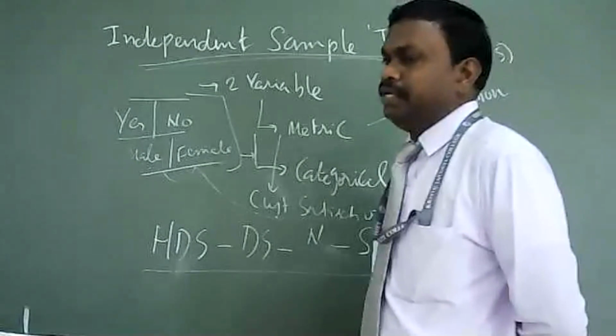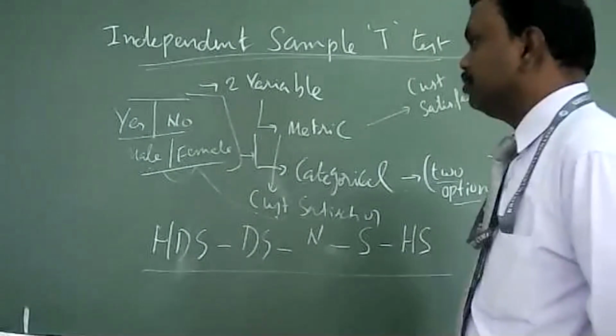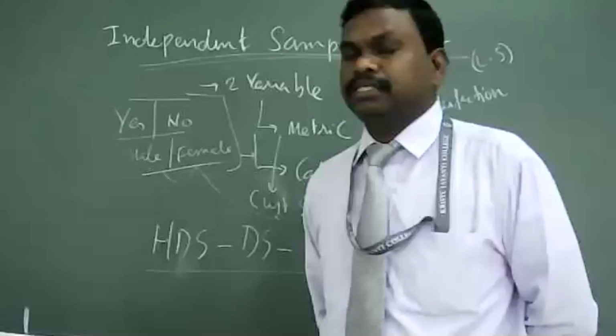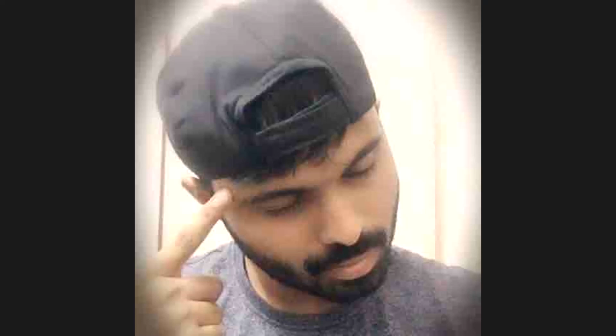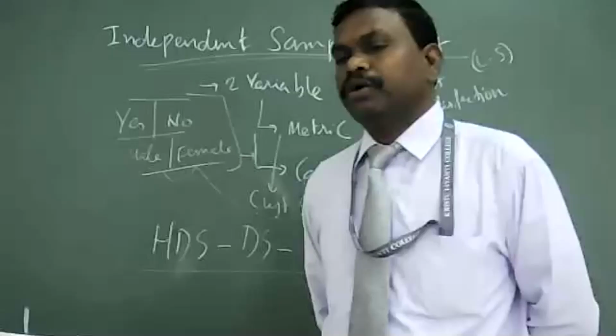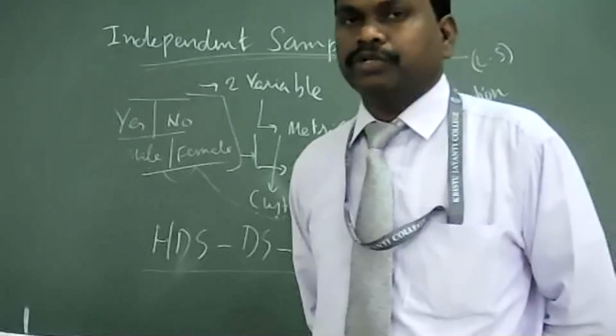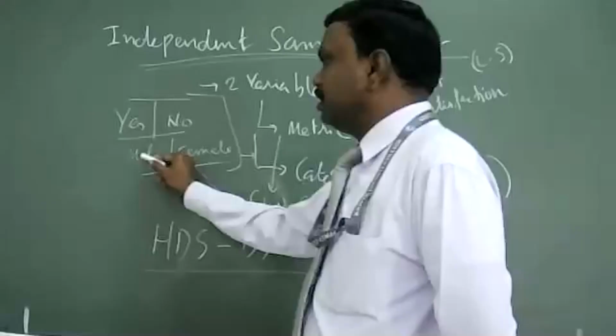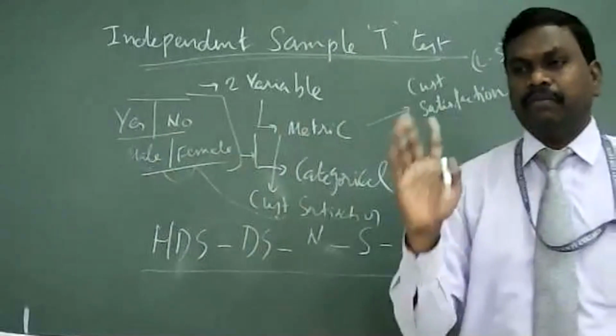Any doubts or clarifications that anybody needs? Sir, here male and female options are only two, right? If we consider a third option, like other gender, will it be considered? No, you cannot use it here. You should strictly have only two options. I have just given gender as an example where I have used only two options, male and female alone. If you have a third gender, you cannot use the independent sample t-test.